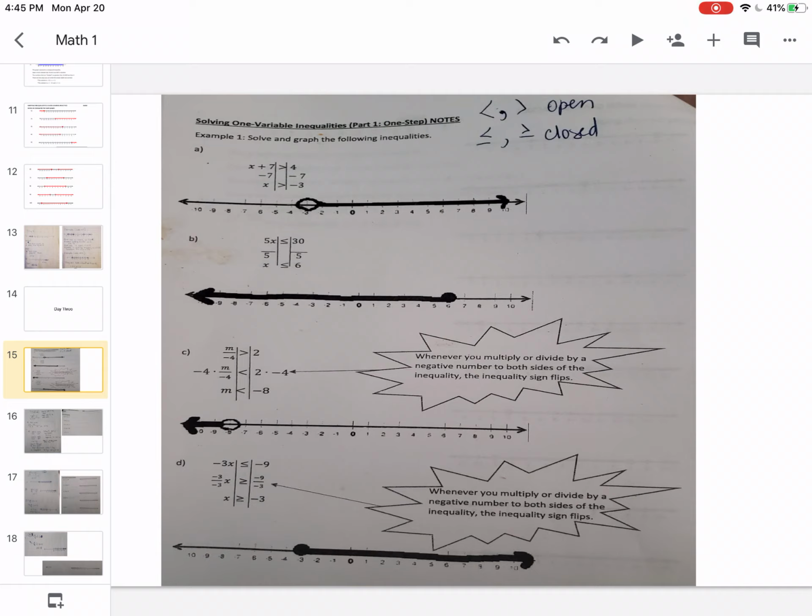But whenever you multiply or divide by a negative number on both sides of the inequality, the inequality sign flips. So anytime you're dividing or multiplying by a negative, you're going to flip the sign at the end. In this case, it's an open circle, and it says m is less than negative 8.